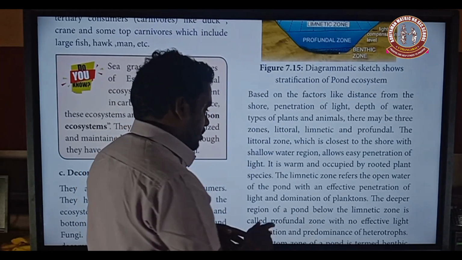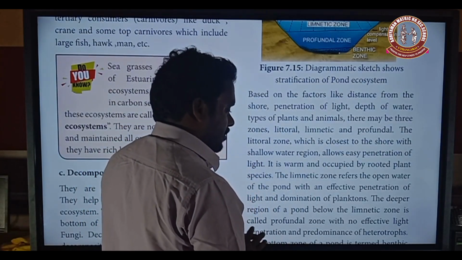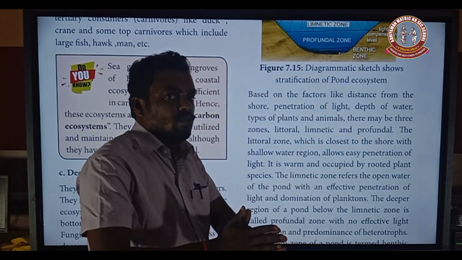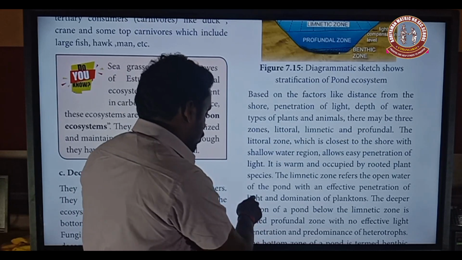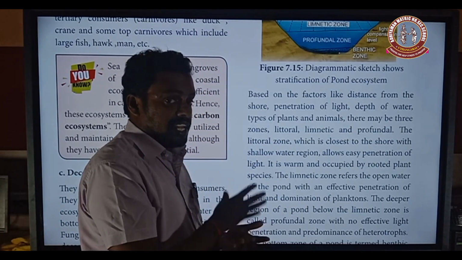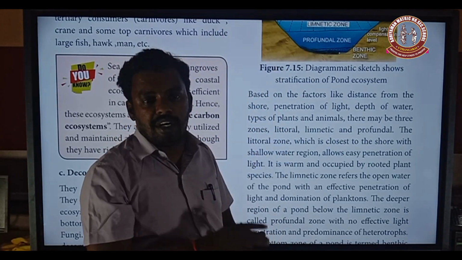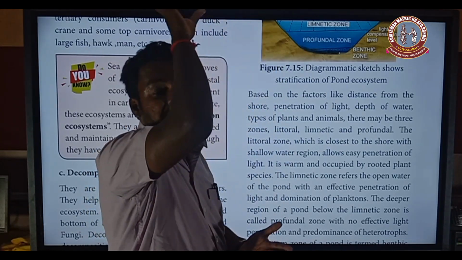Then the second zone is the limnetic zone. The limnetic zone refers to the open water areas, the open water of the pond, with effective penetration. The littoral zone also has effective penetration of light energy. The light energy can easily penetrate.